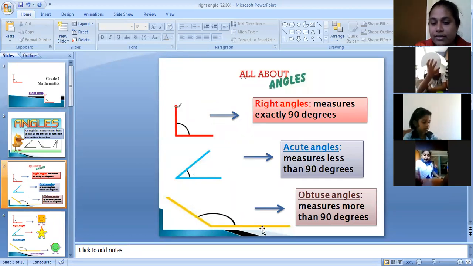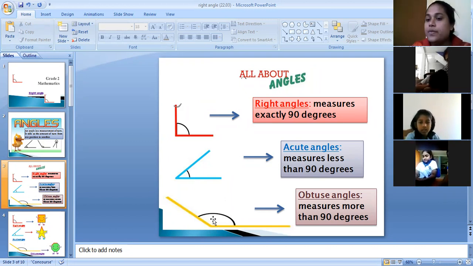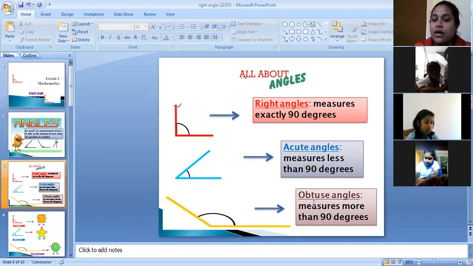Look at this yellow color one. It is a little bit bigger than right angle. So we call them obtuse angles. Obtuse angle. If this is 90 degrees, it should be like this. But here this is bigger than 90 degrees. So we call obtuse angles, which measure more than 90 degrees.